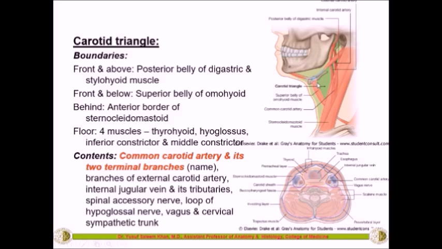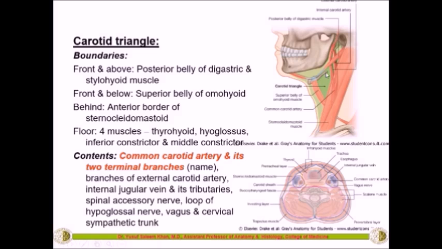So the same muscle, just like this muscle has the superior belly and inferior belly, this digastric muscle has two bellies. That's why it is called digastric, di means two. So it has two bellies. So this is the anterior belly and this is the posterior belly. So the boundaries of this triangle, superiorly, is formed by the posterior belly of the digastric, and behind, this is by the muscle which is called the sternocleidomastoid muscle. So the anterior border of the sternocleidomastoid will form the posterior border for this triangle.